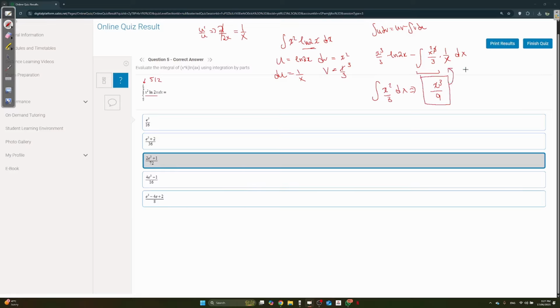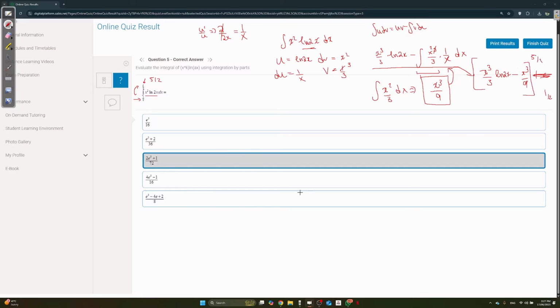So taking this back up, let's carry everything down. x cubed over 3 times ln 2x minus the integral, we found it to be x cubed over 9, plus c. I'm just going to continue solving. They wanted to go from 1 over 2 to, I think, 5 over 2. So we're going to remove the plus c. I don't care about the plus c since we have our bounds. We're going to go from 1 over 2 to 5 over 2.